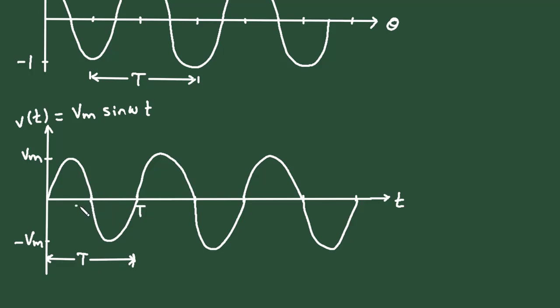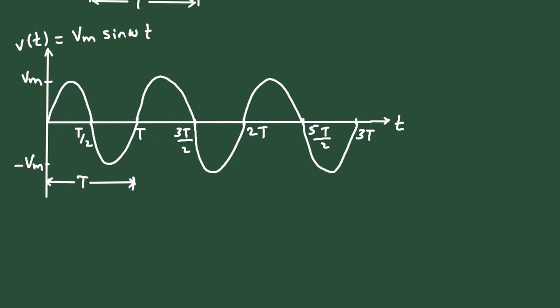So this will be T, this will be T by 2 and here this will be 3T by 2. This will be 4T by 2, that means it is 2T. Then it will be 5T by 2. Then this will be 6T by 2, that means this is 3T. Now, this is a waveform. Here we can write figure: Vm sin omega t as a function of t.